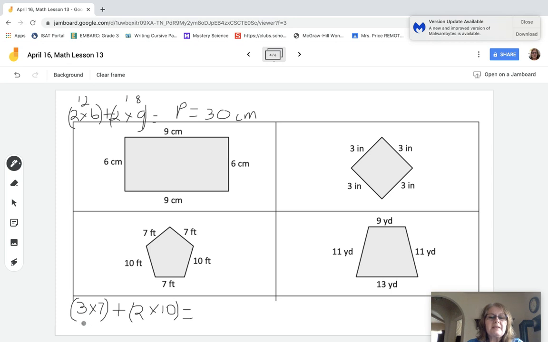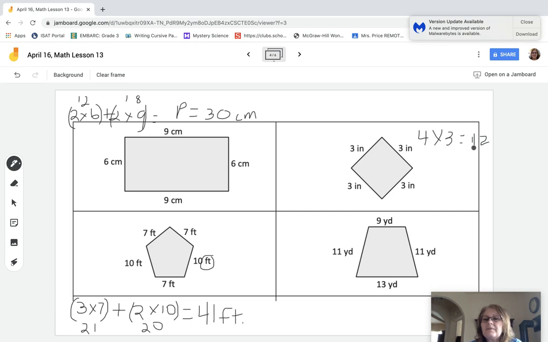So 3 times 7 is 21, and 2 times 10 is 20. So 21 plus 20 equals 41, and this one is done in feet, so we're going to label it feet. 41 feet, right? Okay, so you get the idea. This one is 3 plus 3 plus 3 plus 3, so it's just 4 3s. So this one would be easy. You could just go 4 times 3 on this one equals 12.